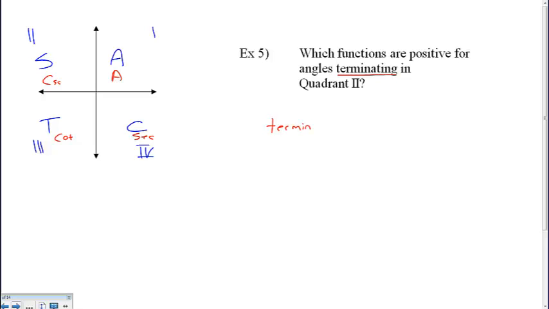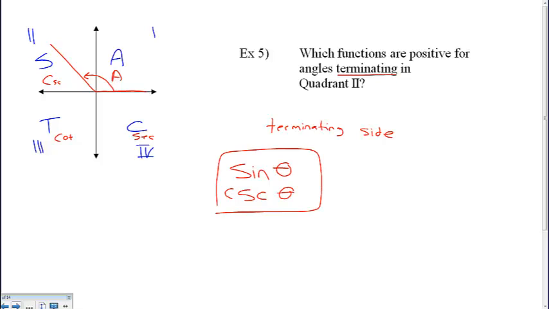What does it mean for an angle to terminate? Well, it means that the terminating side of the angle will be in the quadrant that is given. In other words, if you open an angle in standard position, its terminating side will be in quadrant 2. What you notice is that in quadrant 2, the sine and the cosecant are positive. So we can say that sine and cosecant of theta are positive in quadrant 2.